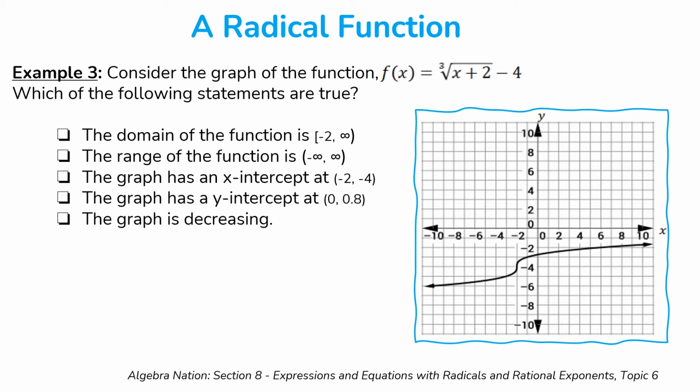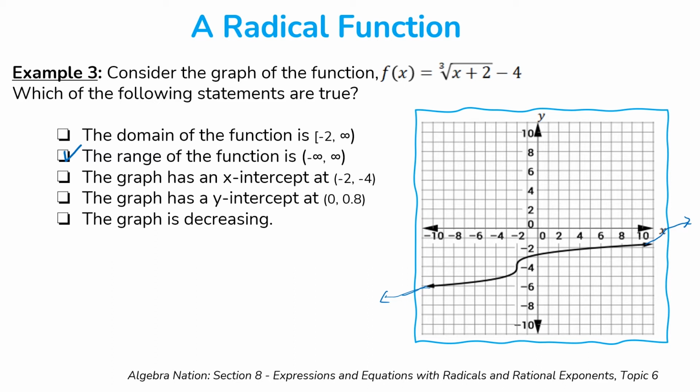It says the domain of the function is from negative 2 to positive infinity. No, the domain would be all real numbers for this graph. It says the range of the function is from negative infinity to positive infinity. We would say yes, because this graph is going to continually go down and up if it keeps going. So that would be the range. It says the graph has an x-intercept of (-2, -4).